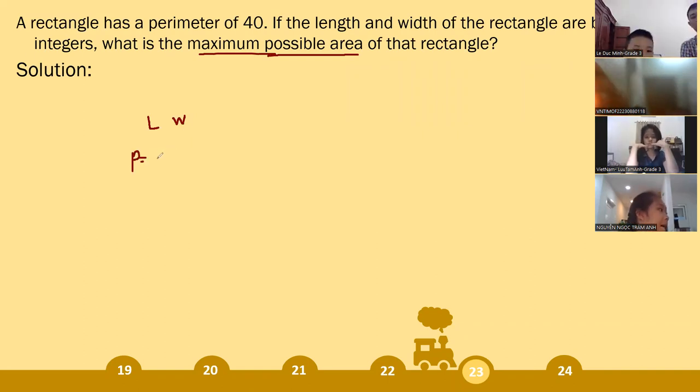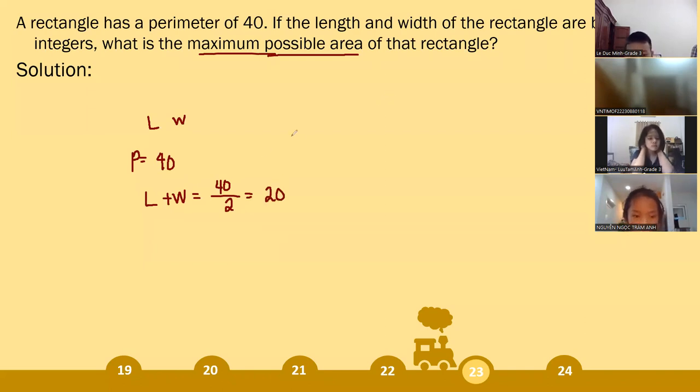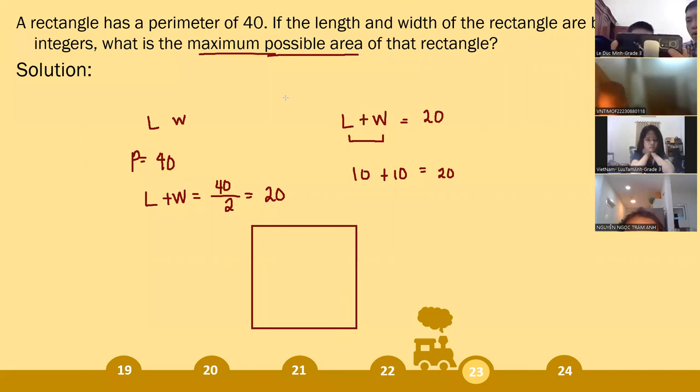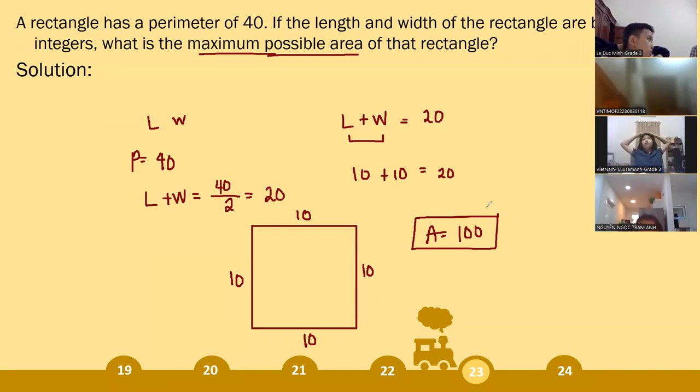Now, if the perimeter of the rectangle is 40, then the sum of its length and width should be equal to 20. So you need to find values of length and width that add up to 20. Take note that length and width should be close to each other, or if possible, equal. Now, we can have our length and width both be 10. This way, the rectangle is a square with a side length of 10. So therefore, the area is 100. That's the maximum area that rectangle can have.